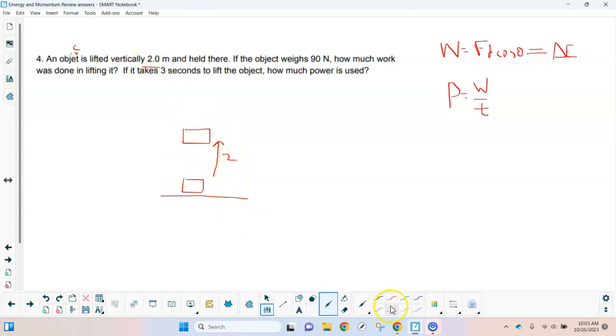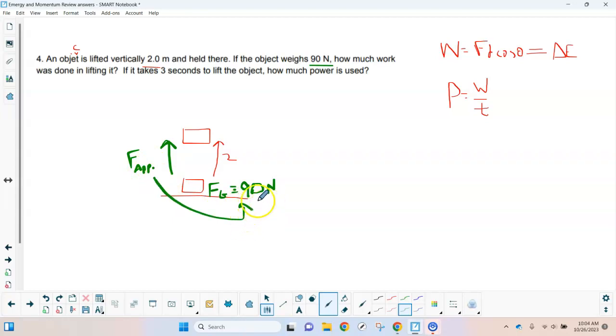In order to lift it up, you're going to have to push up. So this is similar to what you did with the bleachers. And this 90 newtons is the weight. So that's the force of gravity. So the force of gravity on this box is 90 newtons. There we go. 90 newtons. And in order to lift it, this force applied, or your pushing force, has to be equal to that. Otherwise, it would not move.